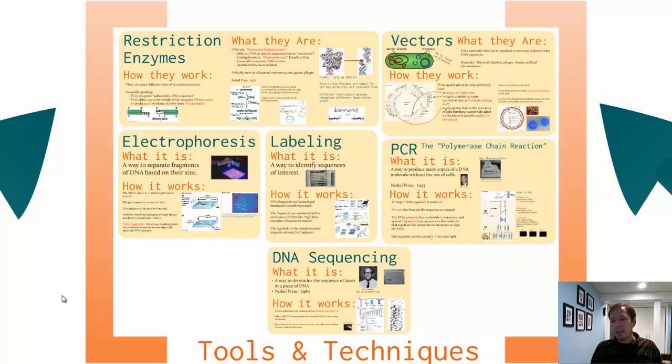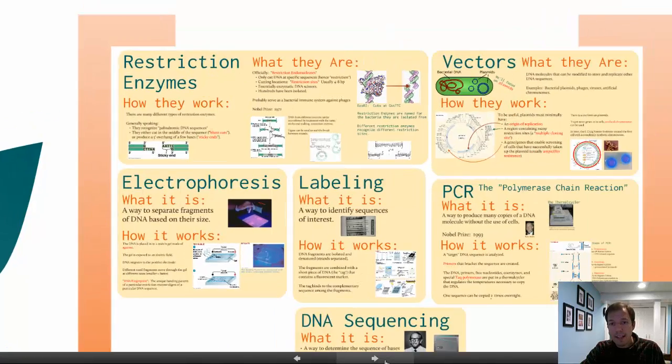I'm hoping that through today you can get a little taste of each of the different techniques that are necessary for you to know in order to understand what biotechnology is about, and some examples of the applications in which these different techniques are going to be used. The first one is restriction enzymes.